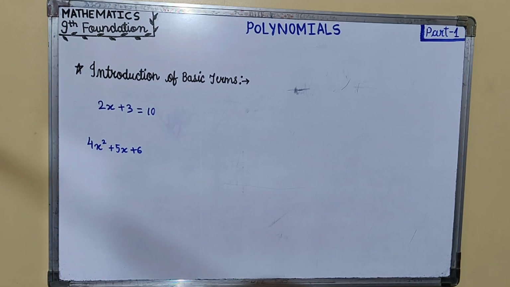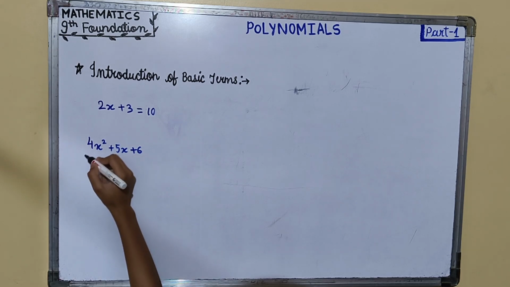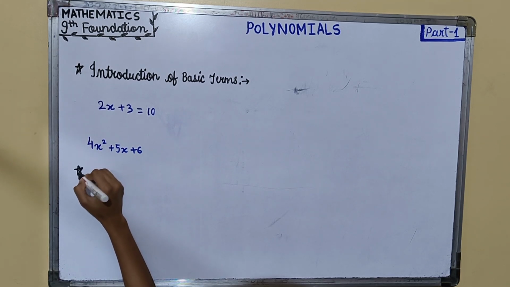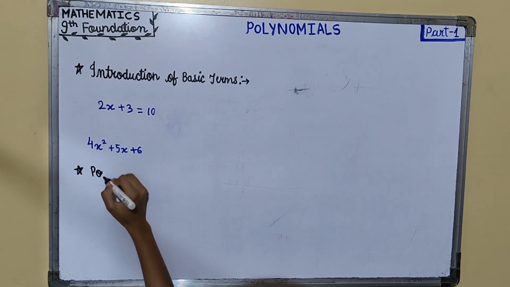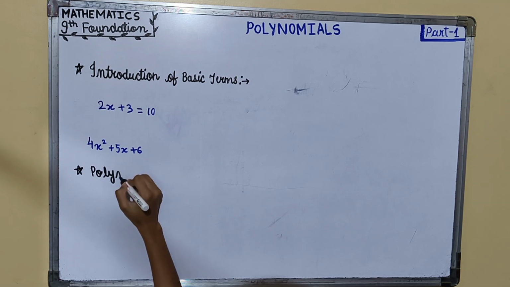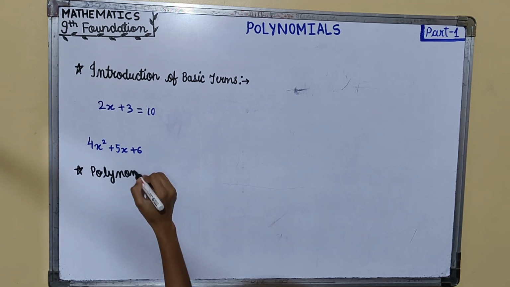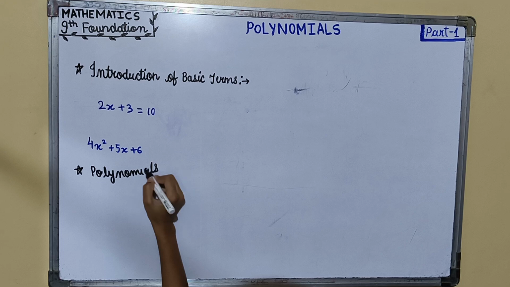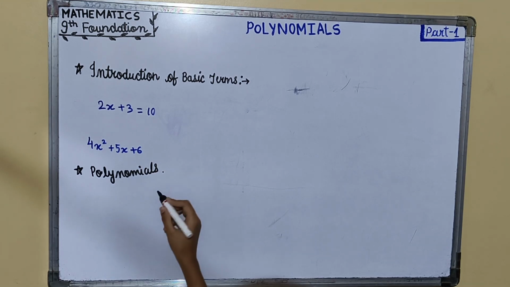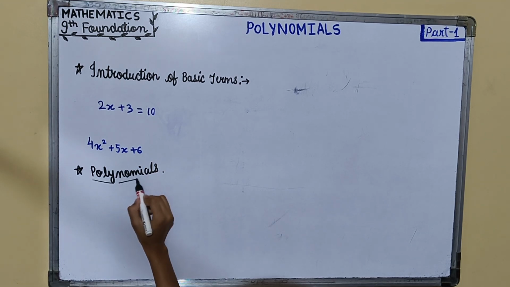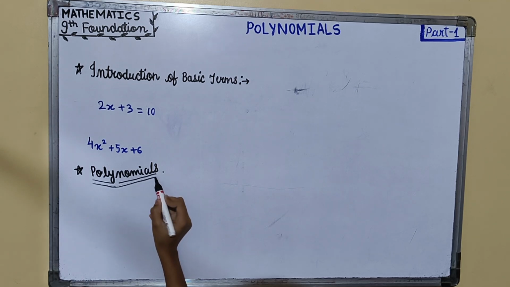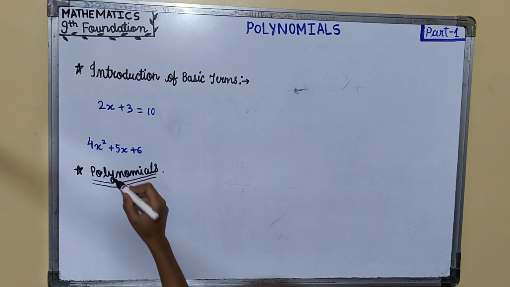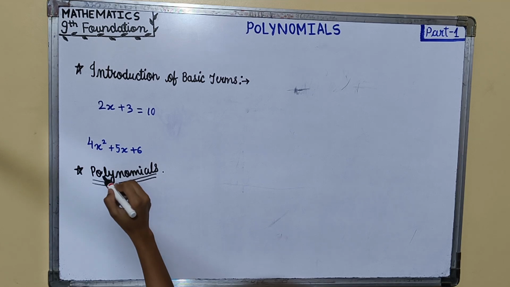Now let us start with the main topic of this chapter, that is polynomials. In polynomials, we will learn types of polynomials based on degrees and all. We will learn what are degrees.